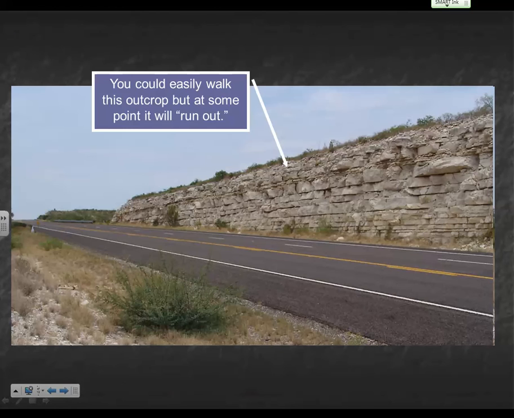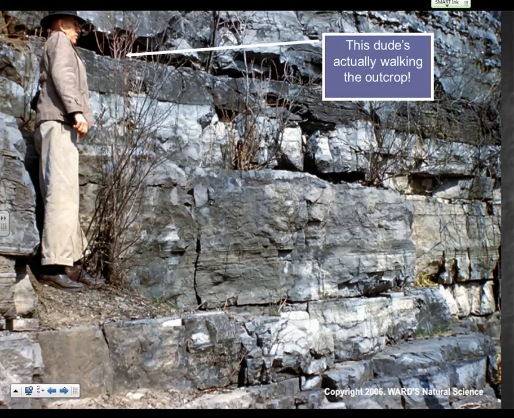You could easily walk this outcrop, but at some point it will run out, and you can see it on the left-hand side there, it stops. But perhaps down the road a ways, you might pick it back up and try to find some of the layers in this piece to the next outcrop that you see. This guy's actually walking the outcrop, compliments of Ward's Natural Science photographs. But these layers here, you can see continue on off the picture.